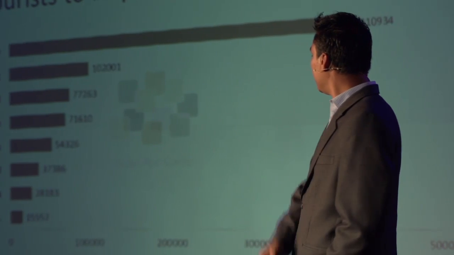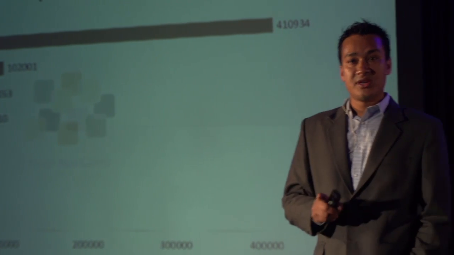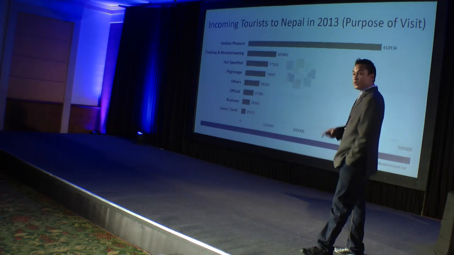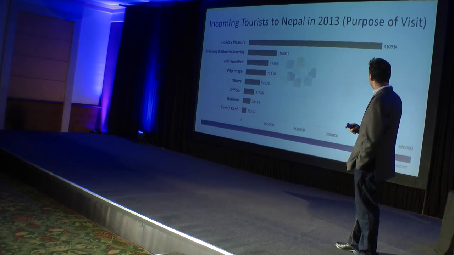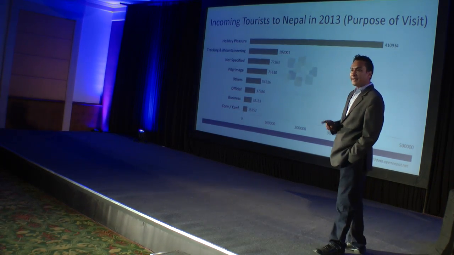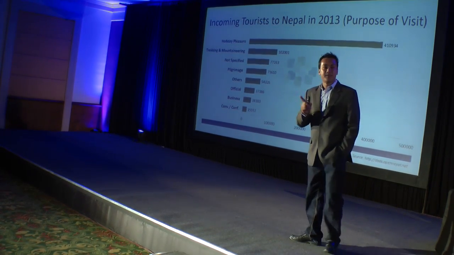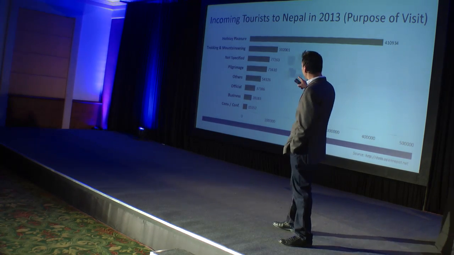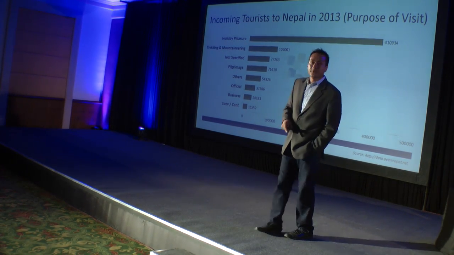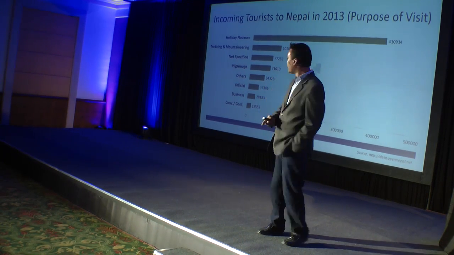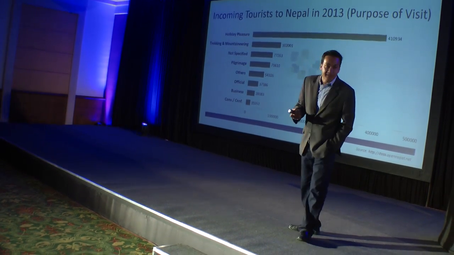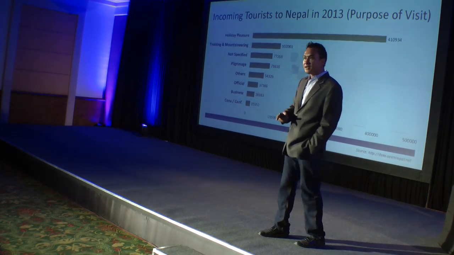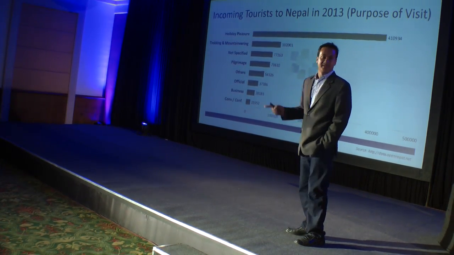Why? Because according to the 2013 Nepal Tourism Board data, most of the people, over 400,000 people, came to Nepal in 2013 for holiday and pleasure, right? So the requirement of a tourist who comes for holiday and pleasure would be very different from that of a tourist who comes for business or a tourist who comes for pilgrimage, right? So you need to identify your target audience. And for that, always rely on data, facts, and figures.